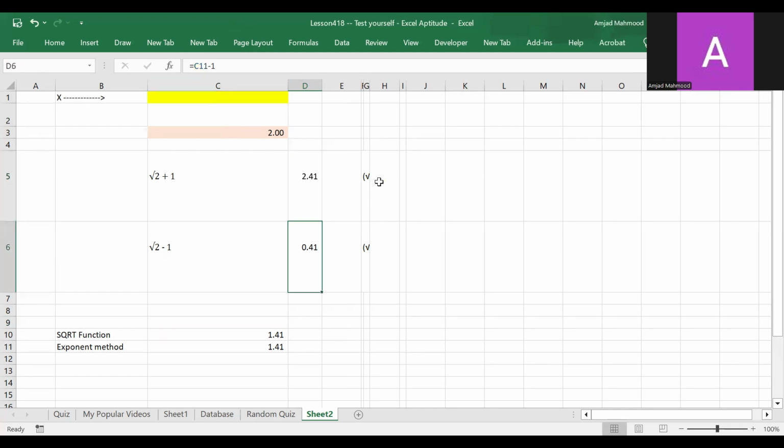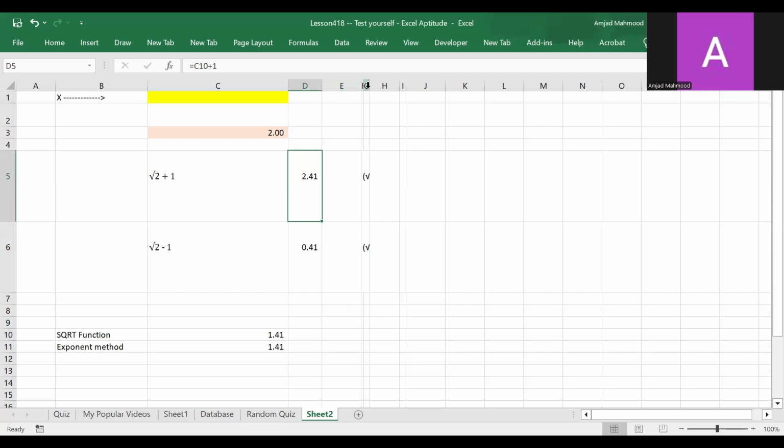That gets you 2.41. Well, this is not dependent on x. We just add 1 to the square root of 2, so that makes it 2.414. That's fine. So this is one part of the job.